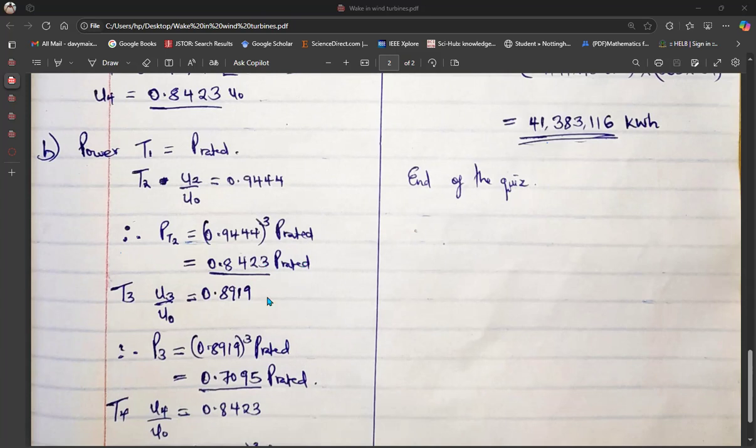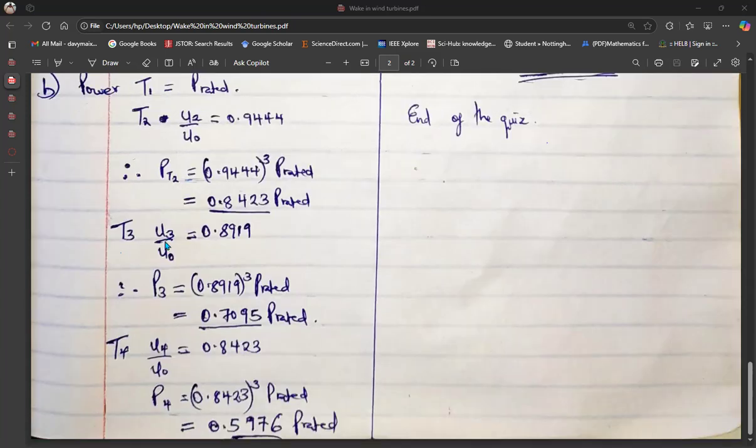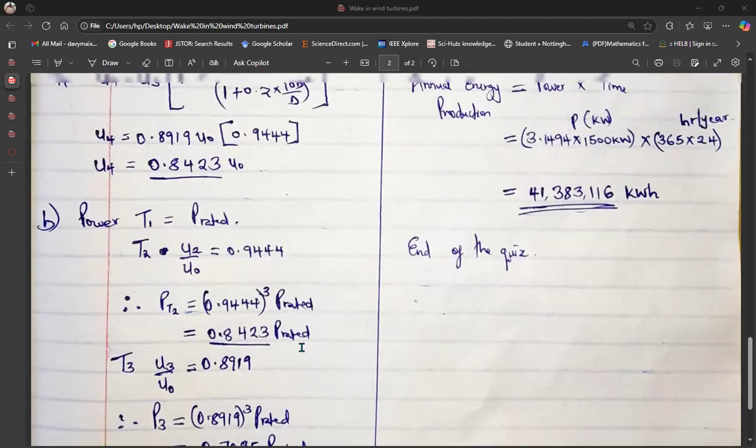When we go to the third turbine, it is the same. We shall have U3 over U0 being 0.8919, and then when you cube it, you get 0.7095 P rated. And the same case for T4, we have 0.5976 P rated. I hope everything is clear.